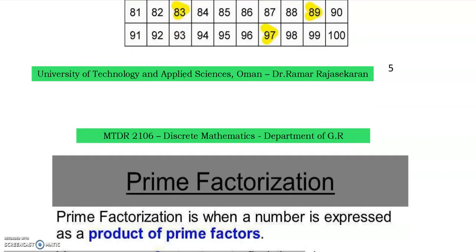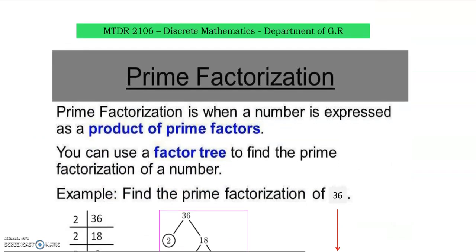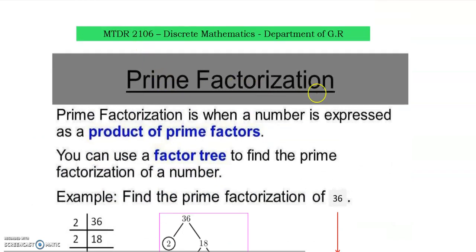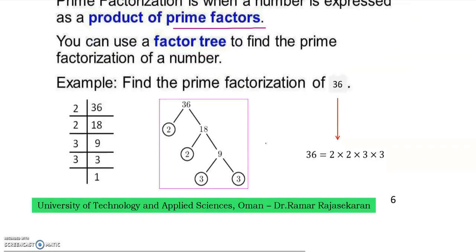Now, what is prime factorization? Prime factorization is when a number is expressed as a product of prime factors. That is called prime factorization. You see here, this is called a factor tree. Now the example is: find the prime factorization of the number 36. See what we are doing.